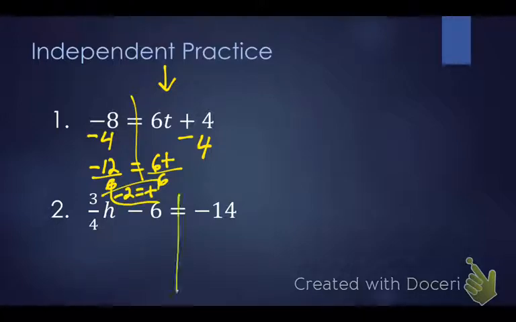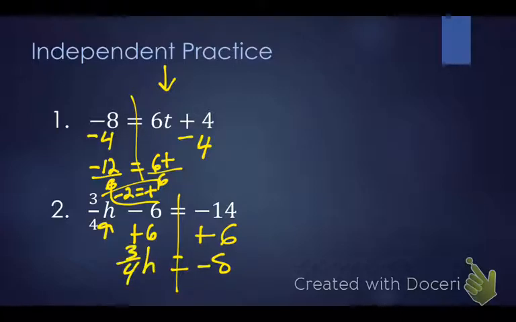Next one, draw my line. Find that my h is right here. I have a adding or subtracting, which is minus 6. I'm going to add 6 to both sides. That's going to give me negative 8. Remember bills and allowances. And we have 3/4 times h equals negative 8. What am I going to do? Well, 3/4 h means multiply, so I'm going to divide by 3/4. I'm going to divide by 3 over 4.